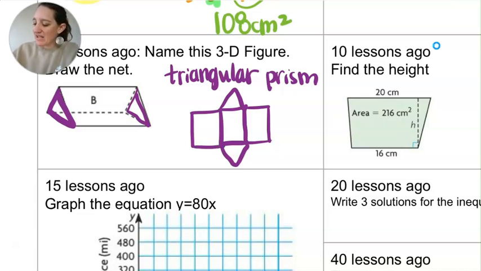Another way you could look at it is triangular right there. There's a triangle right there, and then another triangle coming out. Oh, if that makes sense to you, then go with that.